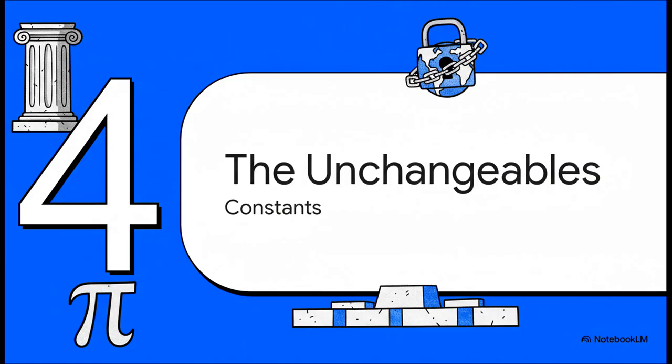So we've got variables that are temporary and variables that stick around. But what about the things that should never change? Like the value of pi or the maximum number of players in a game. For that, we need constants. They're the rock-solid foundation of a well-built program.